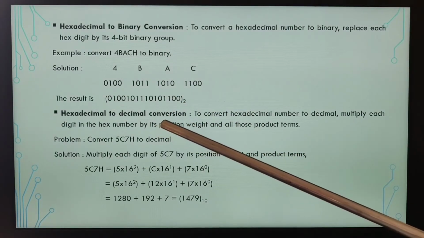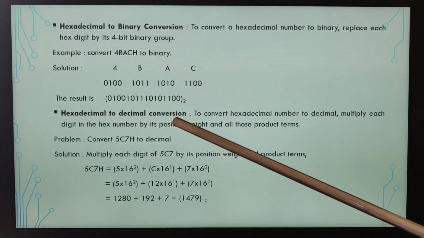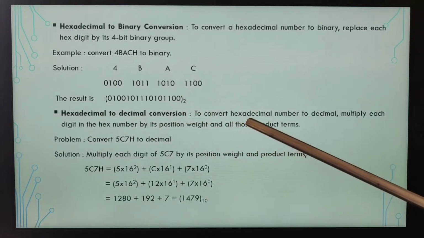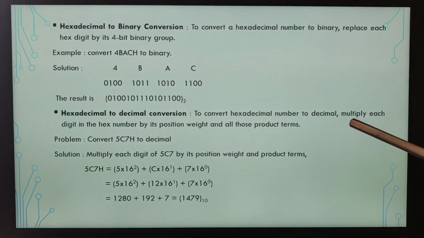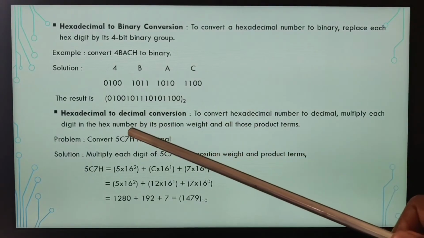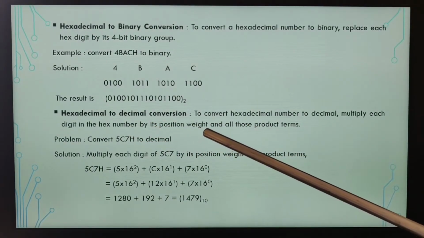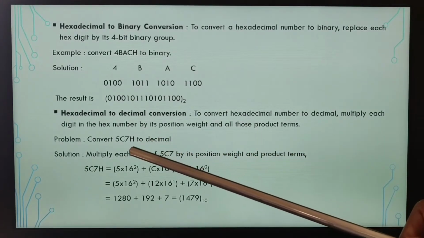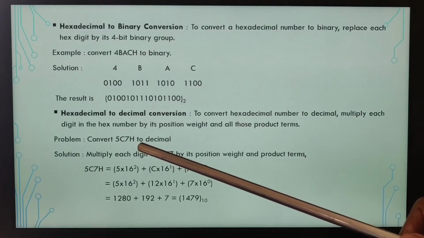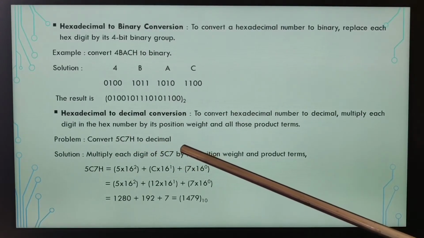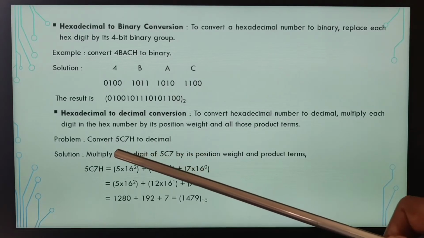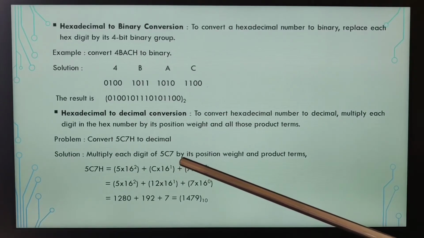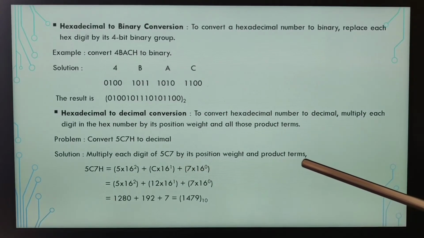Then next, hexadecimal to decimal conversion. To convert a hexadecimal number to decimal, multiply each digit in the hex number by its position weight and add all those product terms. So we consider the example: convert 5C7 hex to decimal. How to convert this? We consider the solution. Multiply each digit of 5C7 by its position weight and add the product terms.